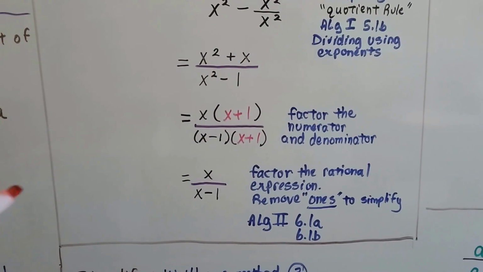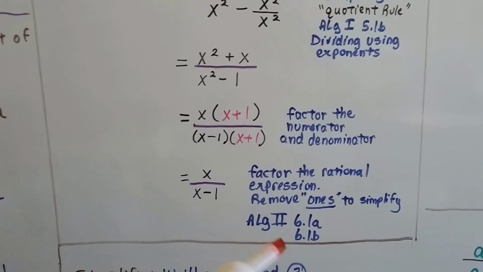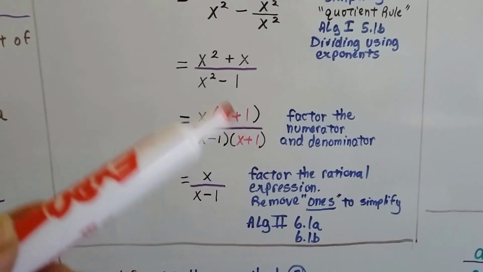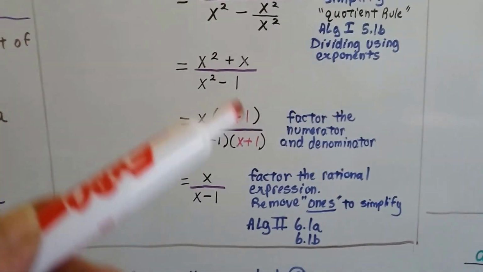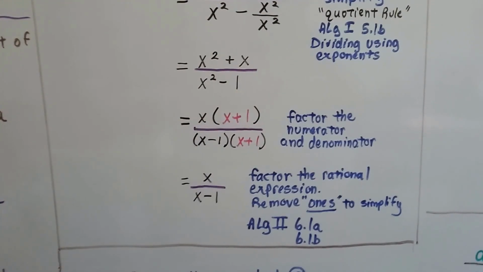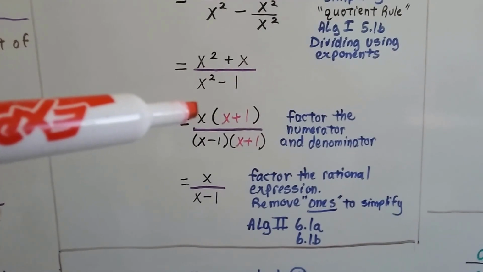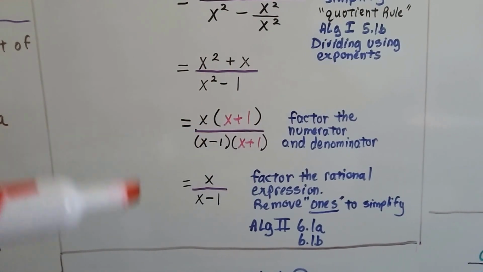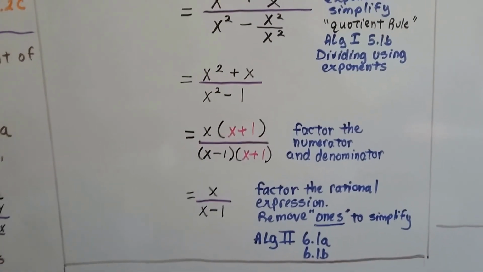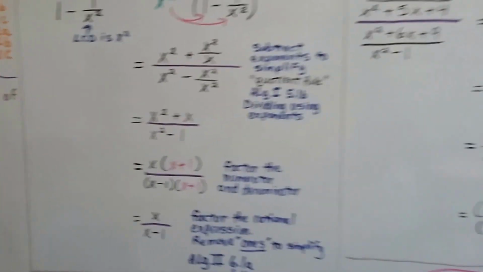And if you've seen the previous videos from Algebra 2 in this chapter, 6.1a and 6.1b, we did this. We can remove a 1 here because they both have an x plus 1, see? We factor the rational expression, removing the 1's to simplify, and all we're left with is x over x minus 1. See that?